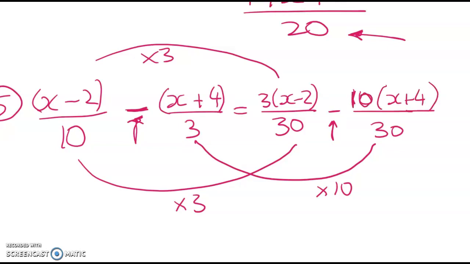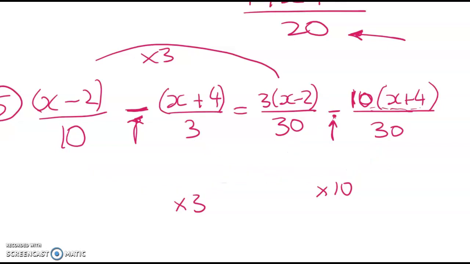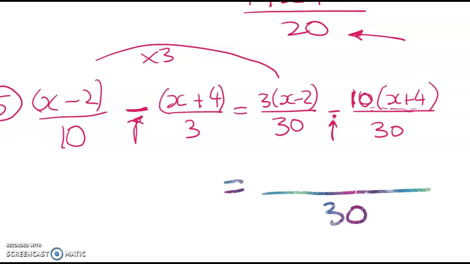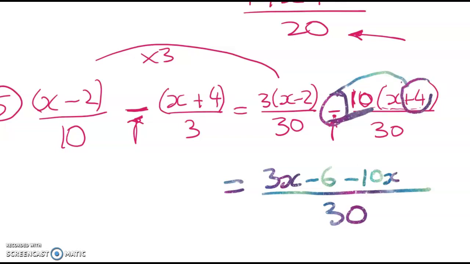Now where people run into trouble is that they forget that this minus sign is going to carry right through when I expand here. We can make it over 30 now because we've got the same denominator. So we're going to have 3x minus 6 minus 10x. This negative 10 gets multiplied by the plus 4. So it really helps to think about the sign staying with the number next to it. So it's going to be minus 10x minus 40.